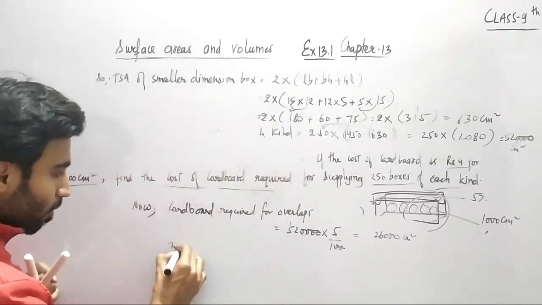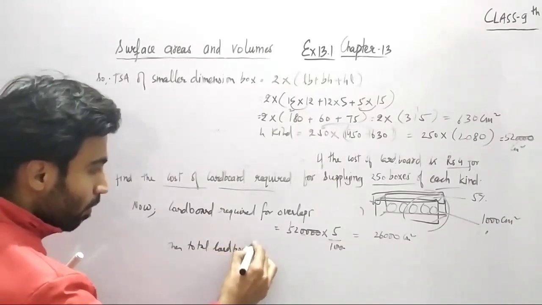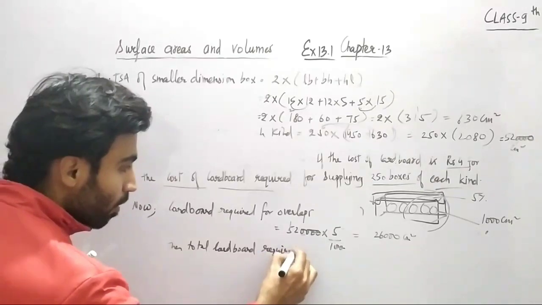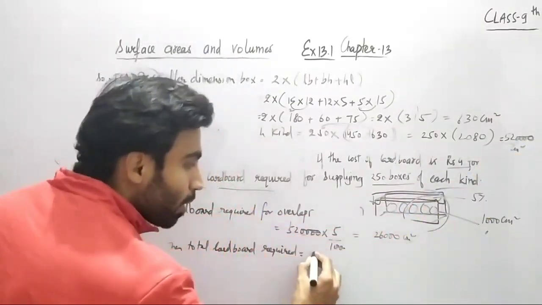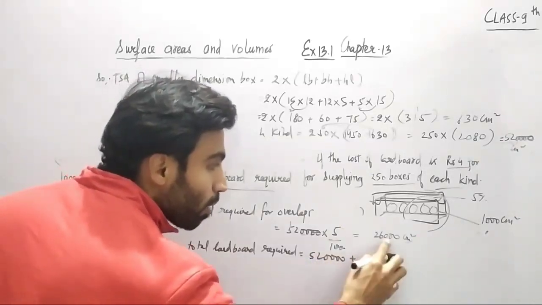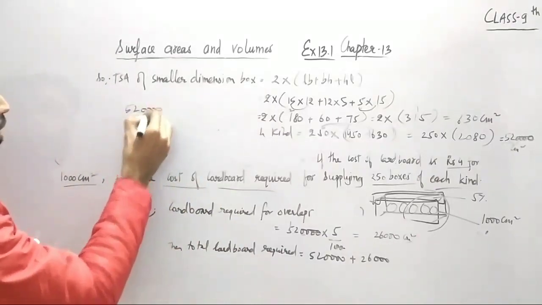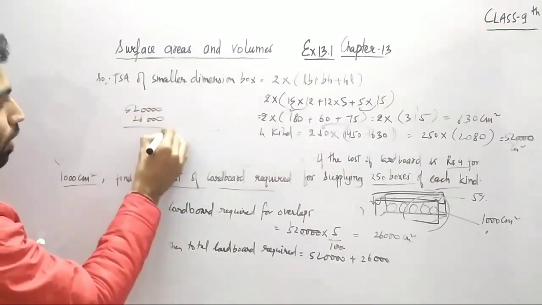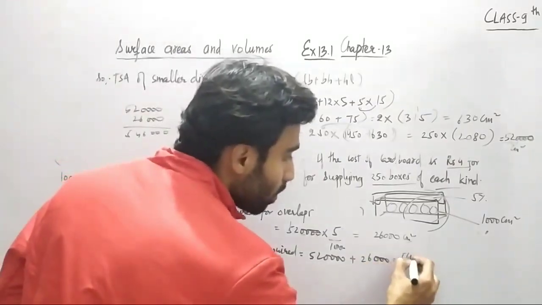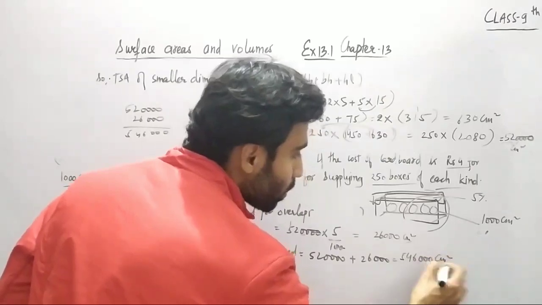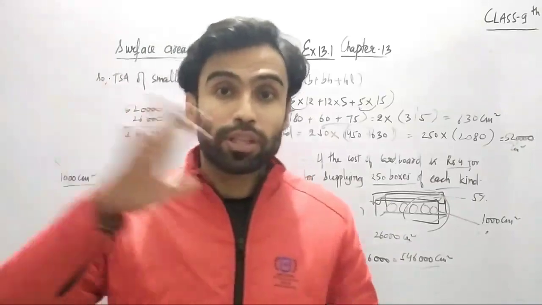Now you can see then total cardboard required together with the overlaps, right? So I will add both, this and this. So that will be, you can see 52,400 plus 26,000, right? So let me just add them. So 52,400 and 26,000, right? So that will be 78,400 centimeter square. So this is the total cardboard for all the boxes together with their overlaps.